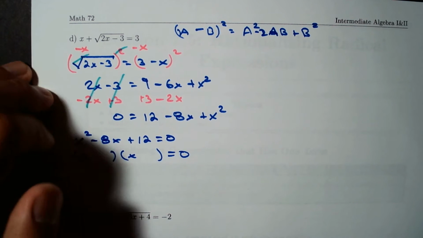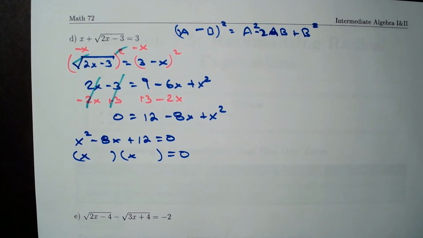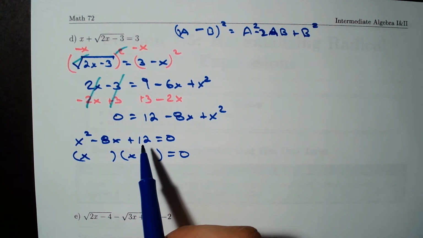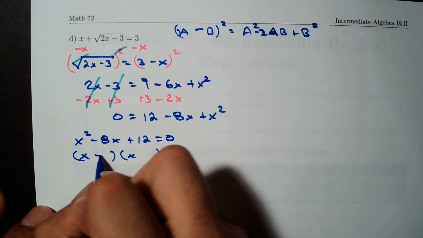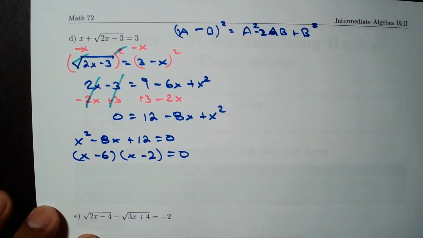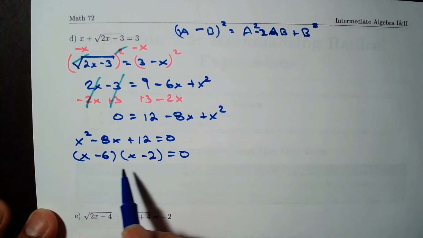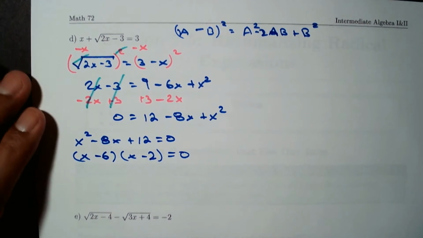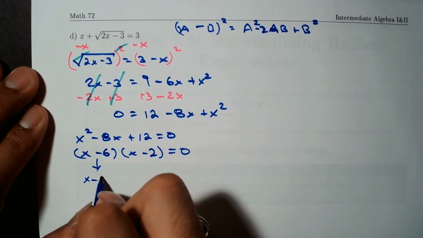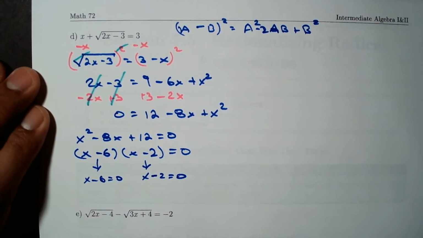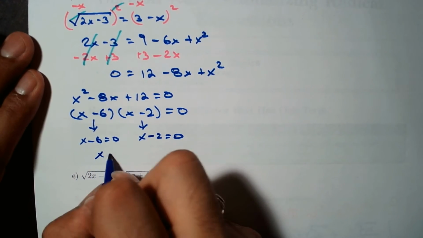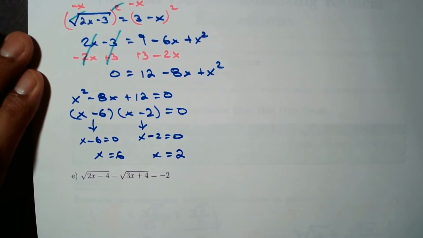Hopefully this is factorable by the double bubble method. Factors of 12 that add up to negative 8. Well, 4 times 3, not likely, because 4 plus 3 is 7, not 8. Well, 6 times 2, oh, that one works. Negative 6 and negative 2, minus 6, minus 2. Negative times a negative is positive, and a negative plus another negative is even more negative. That means x minus 6 equals 0 and x minus 2 equals 0, so x equals 6 and x equals 2.